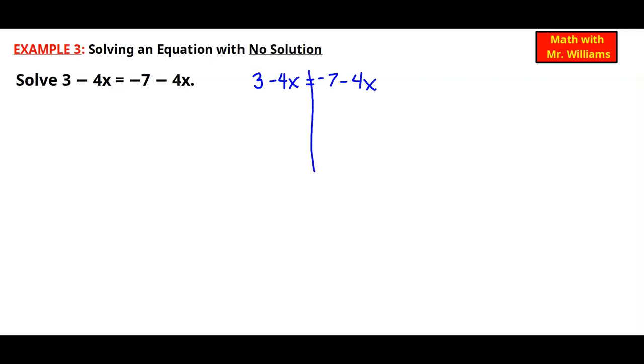So I see minus 4x, so I'm going to add 4x to both sides. Cancels the left, leaving me 3 equals. And on the right, you'll notice it also cancels, leaving me a negative 7. And we know that 3 does not equal negative 7. So this is a not true statement. So this is no solution. You can tell usually in a no solution problem is when the variables cancel each other out.